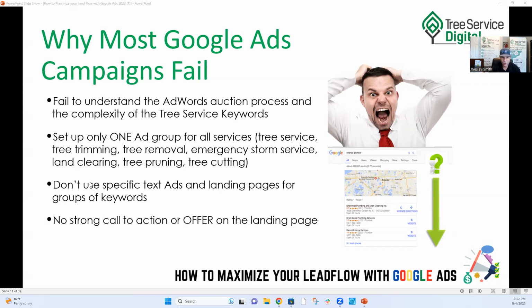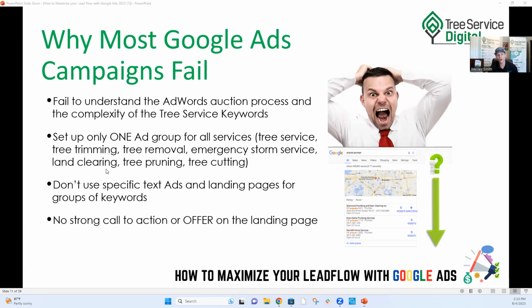The next thing we see is don't use specific text ads and landing pages for groups of keywords, right? So you want a landing page for what they're typing in. You want the verbiage on your landing page to be consistent with exactly what they typed in, right? So if they typed in tree removal near me or tree removal Chicago or whatever city, you want the landing page to have those terms on it too. A, it's good for Google quality score. B, it's more relevant to what that person just searched and what they just clicked on your ad. So you want to make sure you keep them there and turn them into a lead.